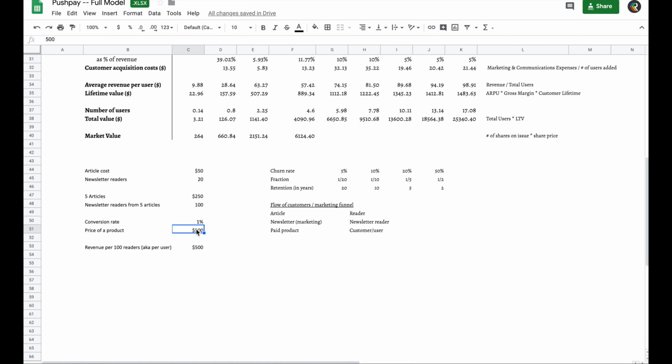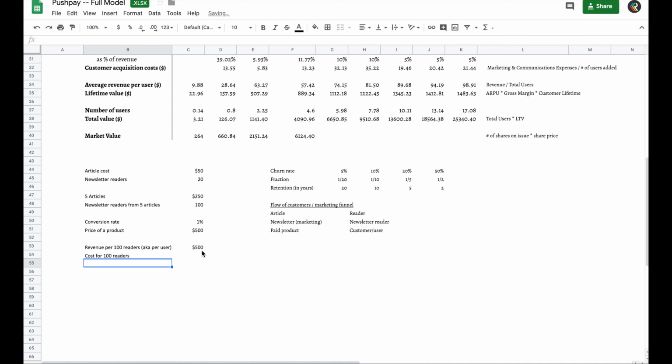But let's say our conversion rate was 2%. You'd see the revenue would go up. You know, this would be revenue per 100 readers. It wouldn't be users anymore, but it would be revenue per 100 readers. So I'm going to keep it simple and keep it at 1%. Now let's say, what's the cost for 100 readers?